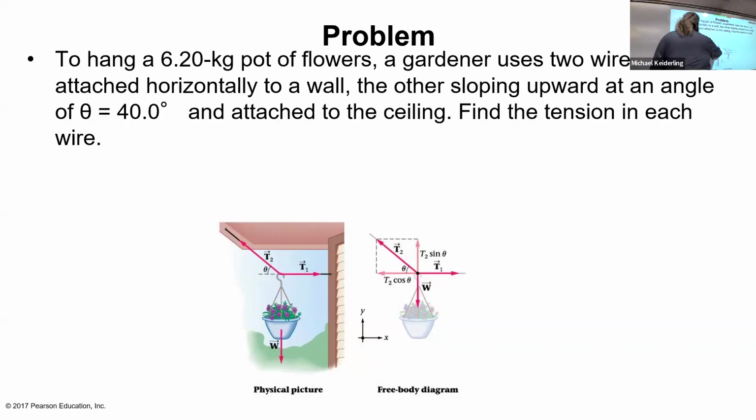So we know that T1 here is horizontal. We know that T2 is at 40 degrees above the horizontal. So we can break T2 into its horizontal and vertical components. The other thing you can do is break those forces that have to add up to 0 into horizontal and vertical. All the forces vertically have to add up to 0. All the forces horizontally have to add up to 0.